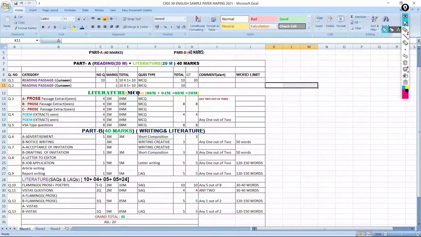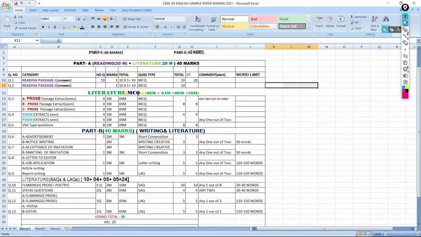Good morning, children. Today we are going to start with the sample paper that is issued by CBSE for the forthcoming CBSE AISSCE examination 2021. My dear children, you will know that this year a lot of changes have been initiated into the sample paper.